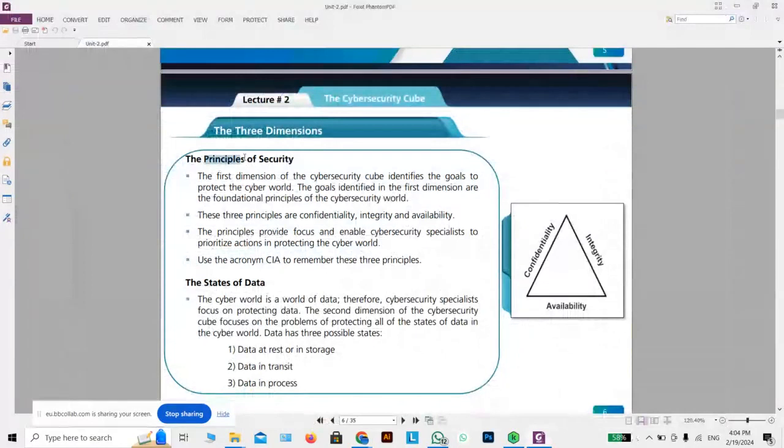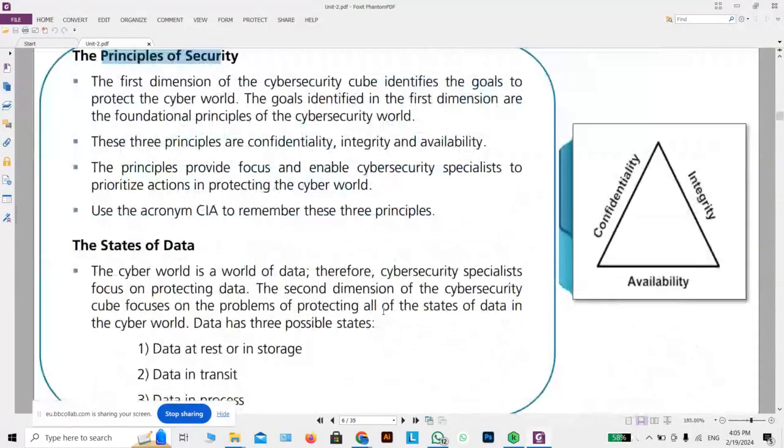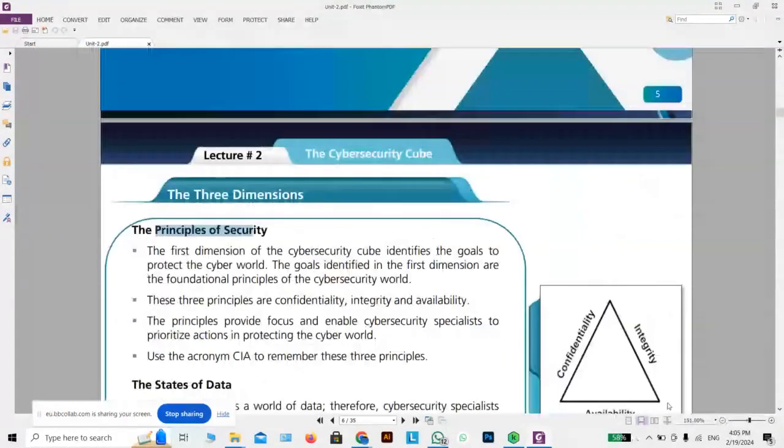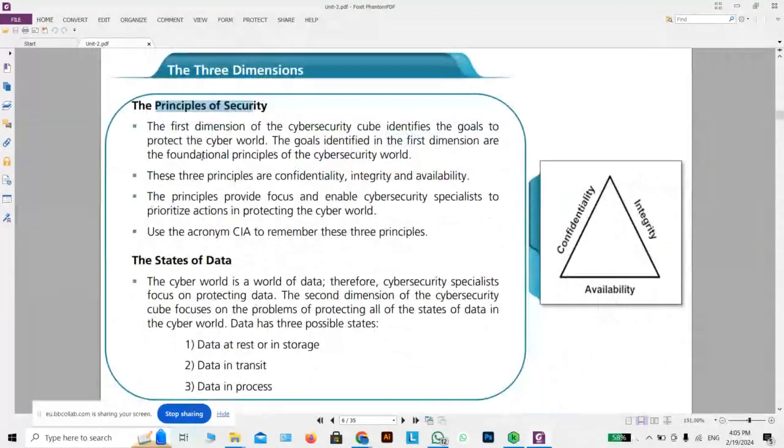Okay, now there is the principles of security. First of all, let's look at this. The first dimension, if you look at this, I'll make it bigger for you. The principles of security are all about identifying how we can protect the cyber world. So this is actually a foundation, it provides a foundational principle for the cybersecurity world. We talked about those principles. What are those principles by which we can protect the cyber world?